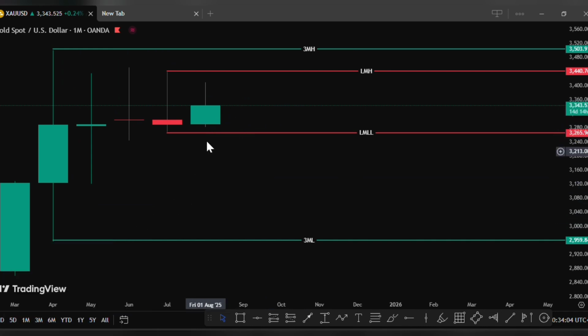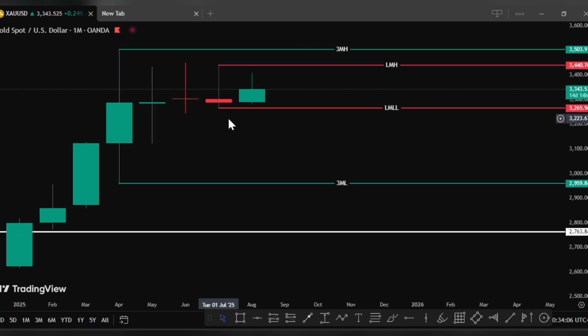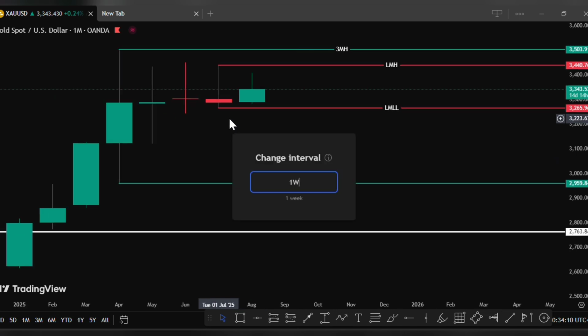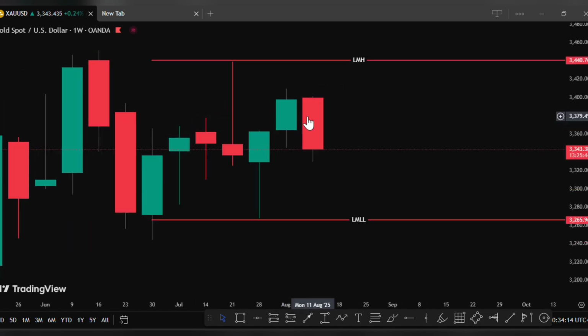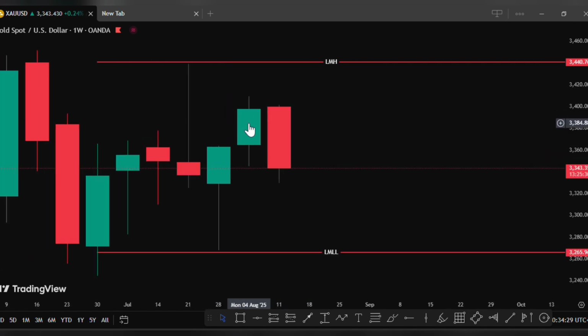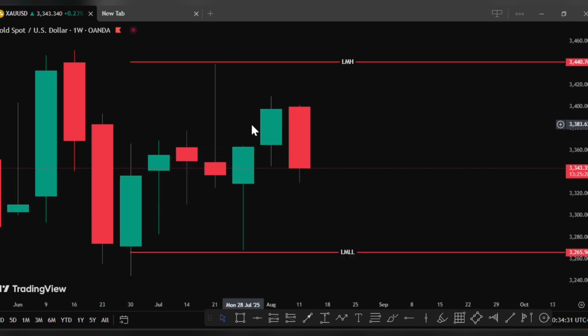Now I go to the weekly time frame. The first thing I want to do on this weekly time frame is check how the price has been behaving over the past 1 week. This candle, last week's candle, was a bullish candle. So I mark the high.